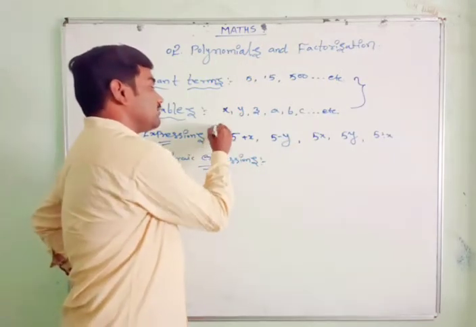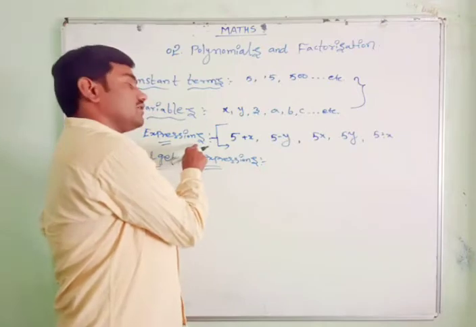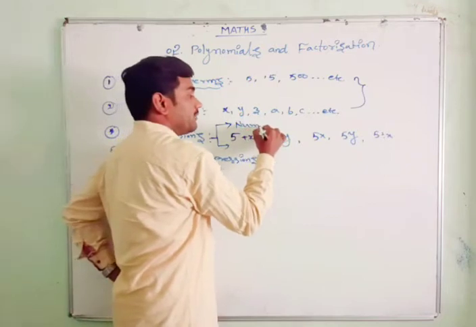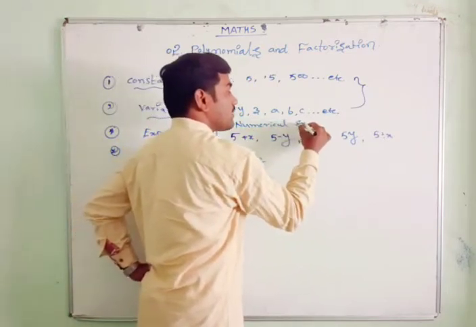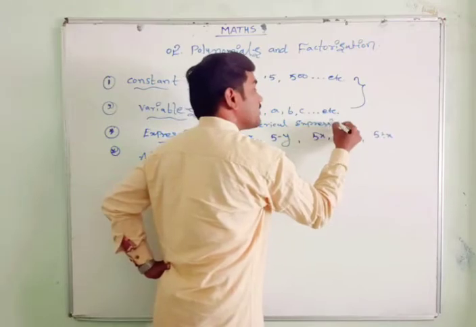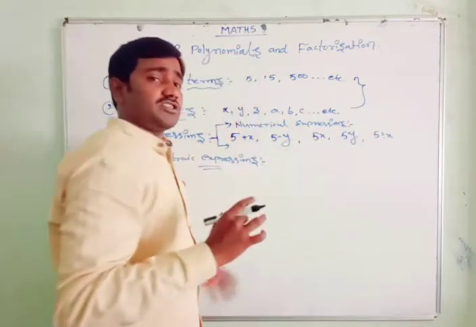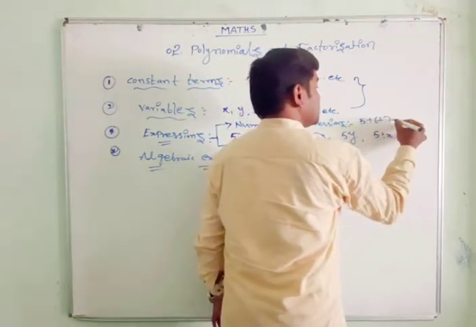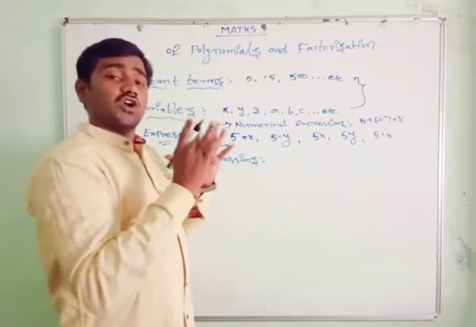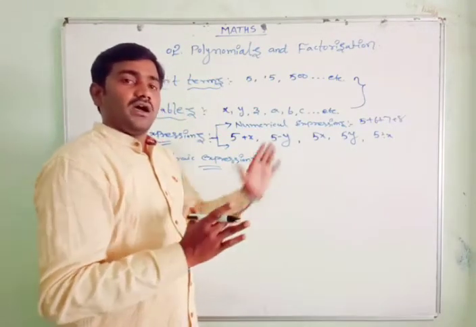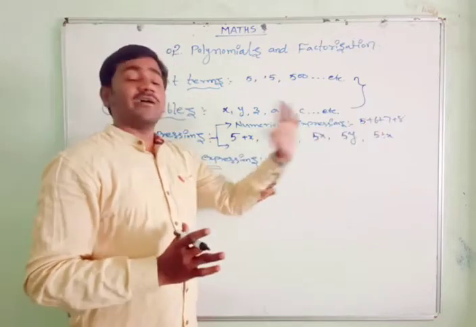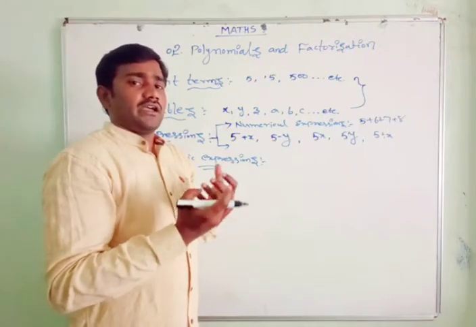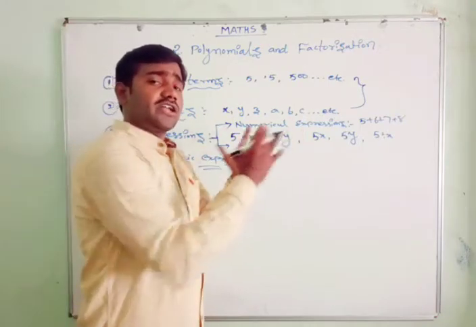But expressions are basically of two types. One is numerical expressions, the other one is algebraic expressions. Numerical expressions in the sense an expression which only contains constant terms. Suppose 5 plus 6 plus 7 plus 8. In this only constant terms are connected. So this kind of expression is known as a numerical expression. Numerical in the sense numbers.